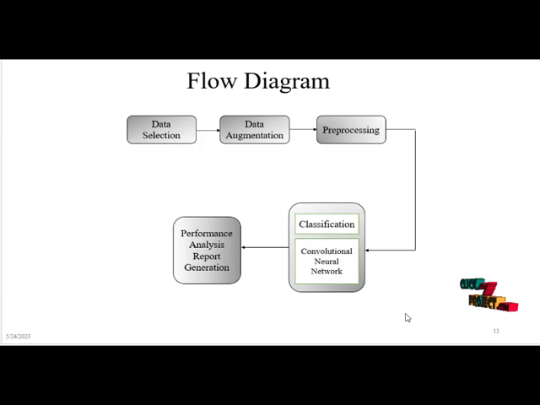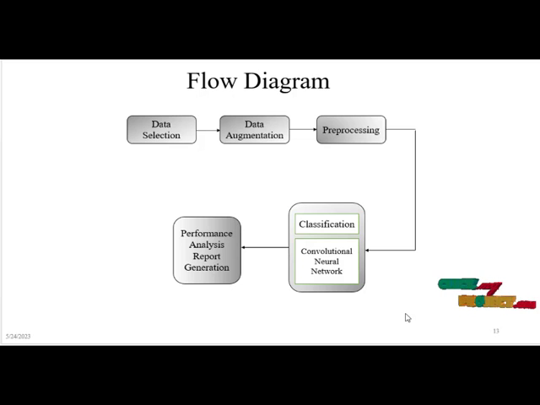Data augmentation is a technique of artificially increasing the training set by creating modified copies of the data set using the existing data. And pre-processing. Pre-processing means cleaning our data set and resizing. Here we are going to resize our brain MRI scan images.